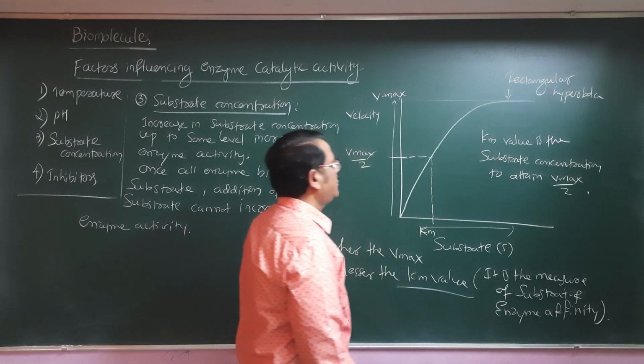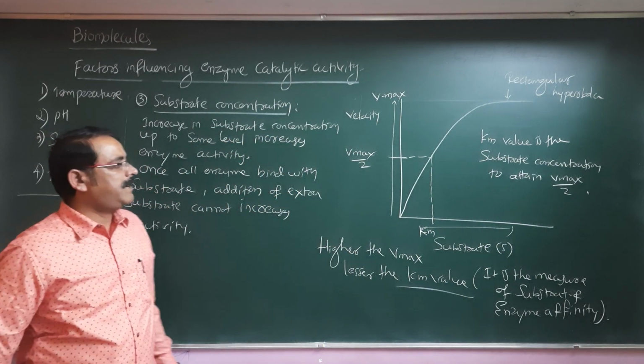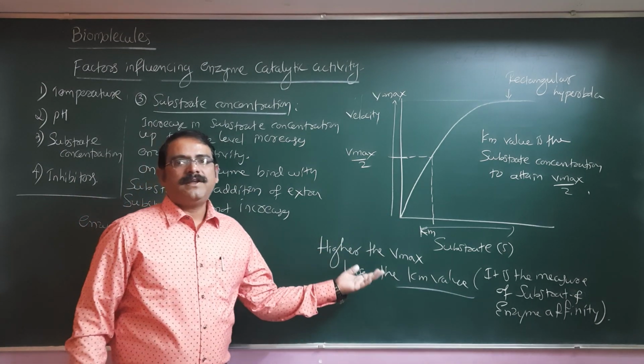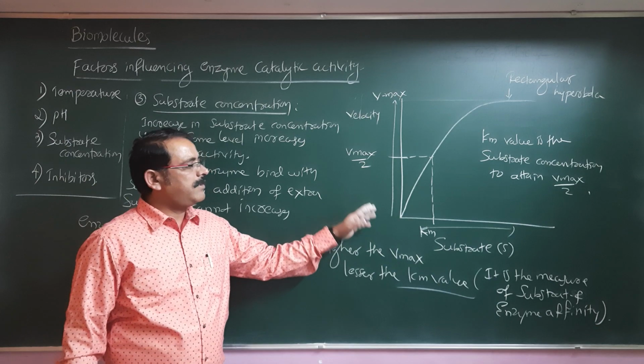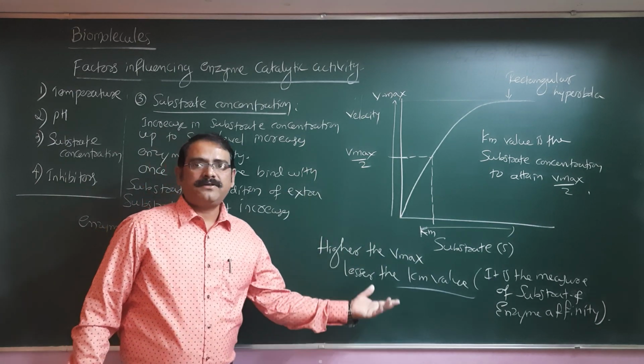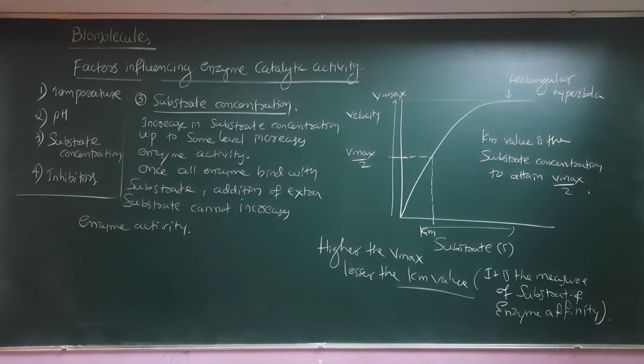Well, this is all we have studied. It is also denoted as the Michaelis-Menten constant, the Km value. The Km value differs from one enzyme to another. Km values are very distinct for each and every enzyme, with its particular affinity for the particular substrate. This is all we have discussed in today's class.